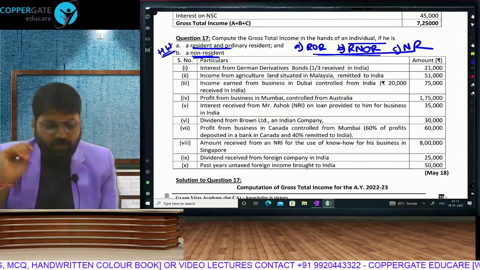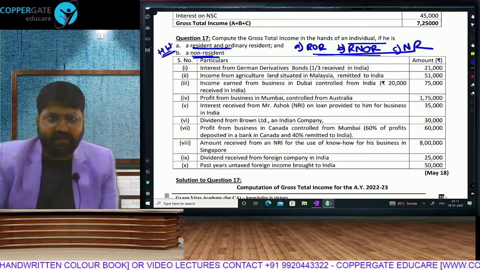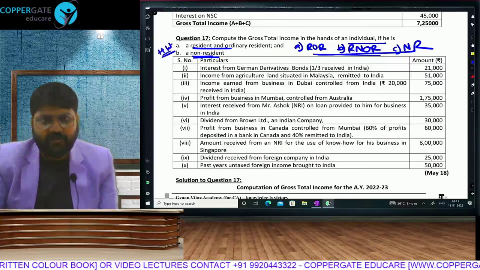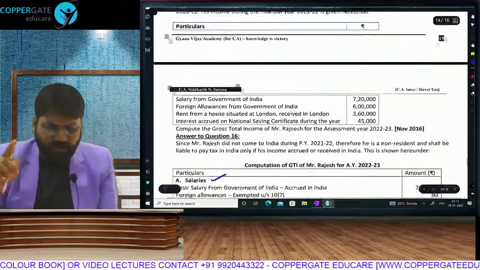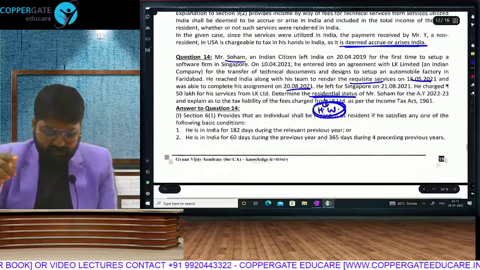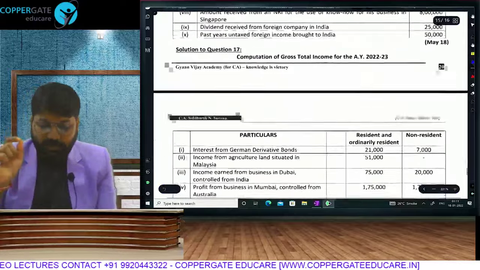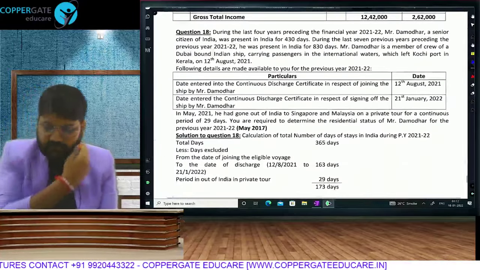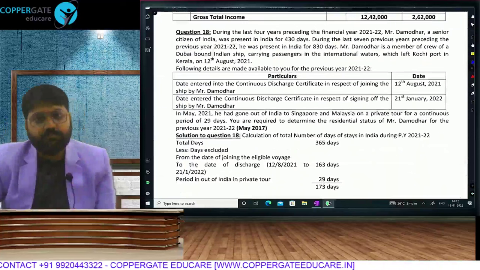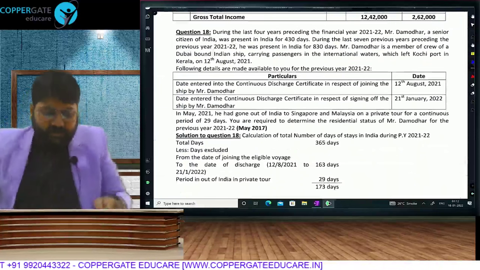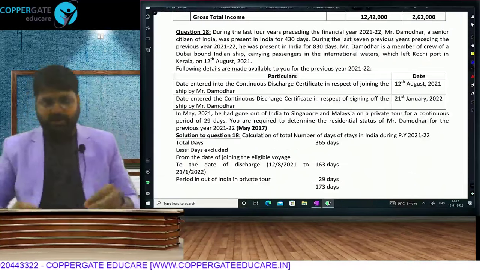So, I am giving you two questions as homework. Question 16 we are leaving because we have not studied salary, house property. In 17, I am giving you homework. And which was that other question? In 14, but not the full question, only a little part. Which part have I given you? Only residential status.